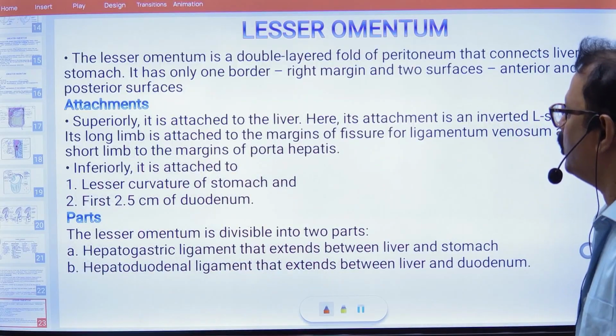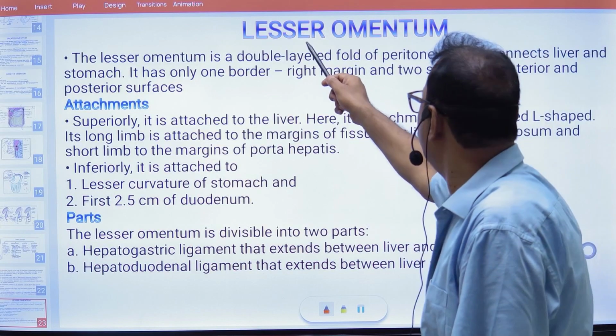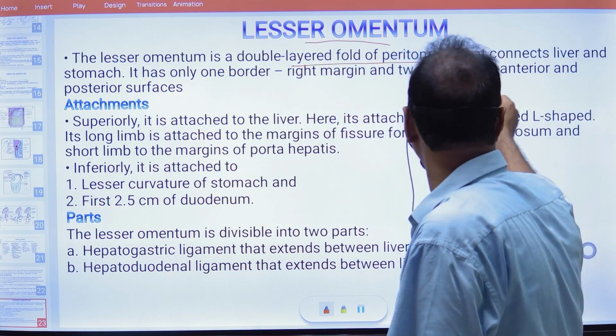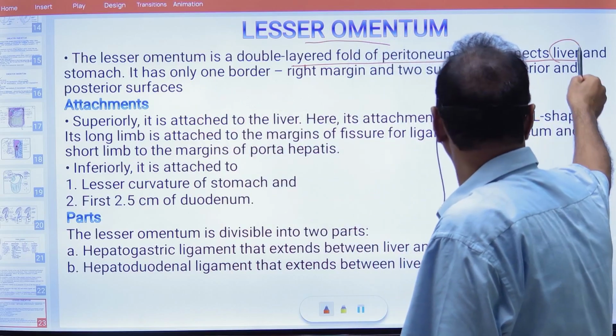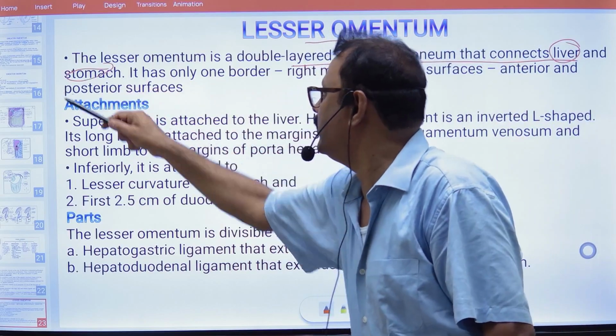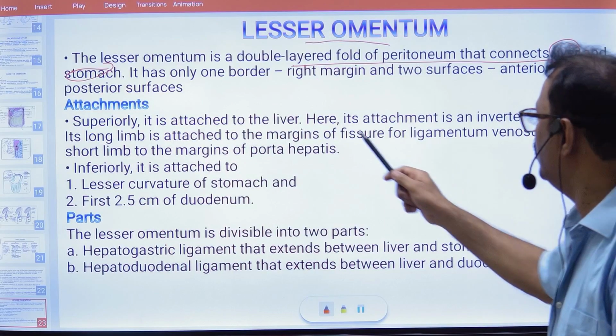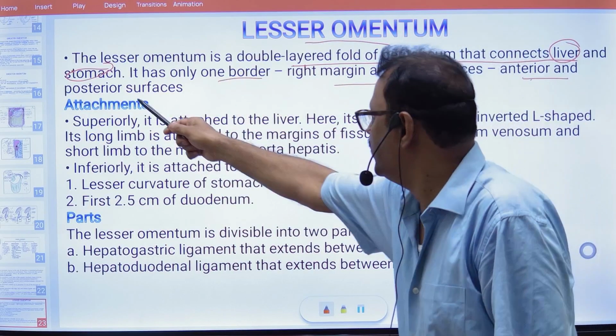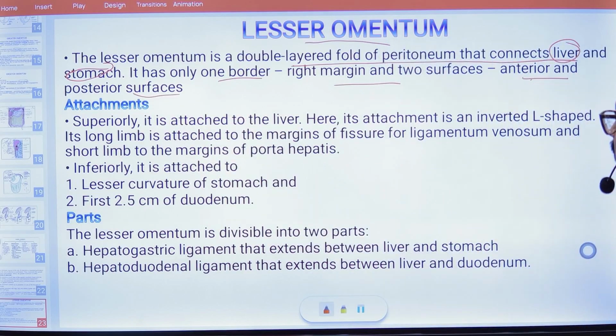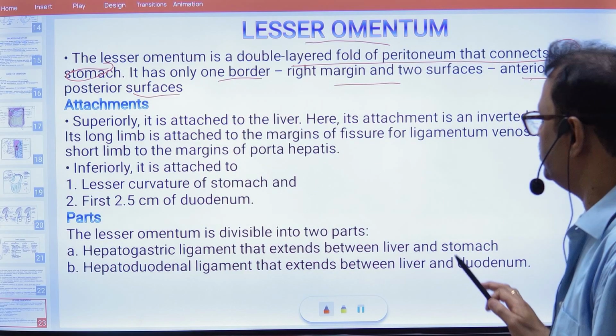Now coming to the lesser omentum. So the lesser omentum, again, is a double fold of the peritoneum that connects the liver to the stomach. It has got only one border, that is the right margin. It has got two surfaces, anterior surface and posterior surface.